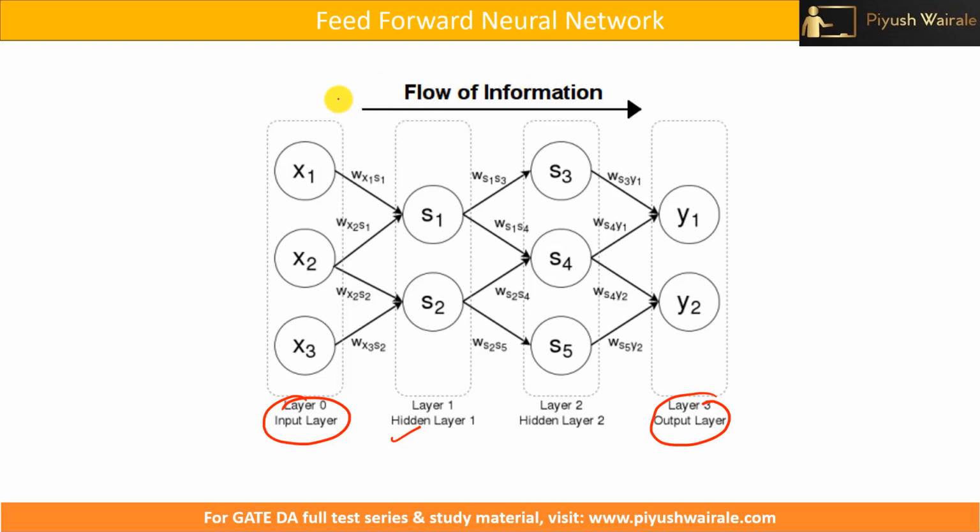So the flow of information will go in this particular direction. That is a feed-forward neural network. So how does this feed-forward neural network work? It consists of an input layer. This layer consists of neurons that receive input.